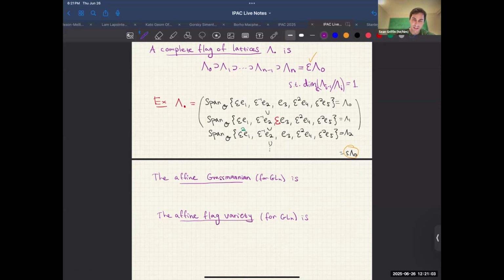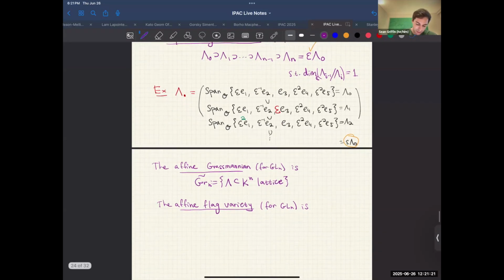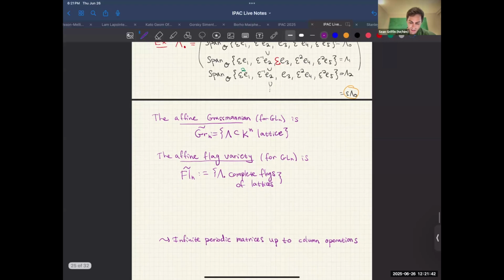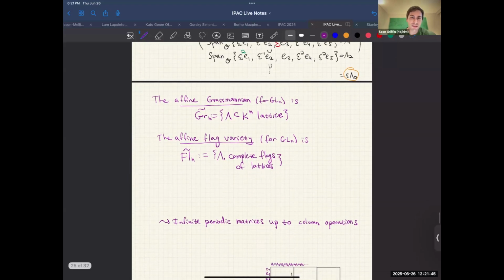So the affine Grassmannian, at least for GLn, is the space of lattices. So I'll denote it by this tilde notation. And the affine flag variety is the space of complete flags of lattices. Another way that you can encode this is with matrices.